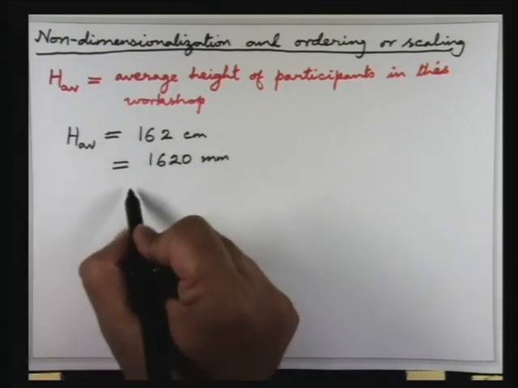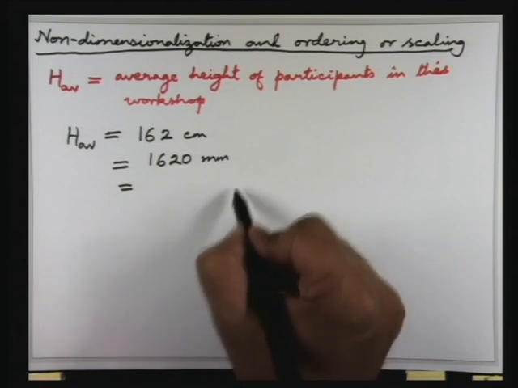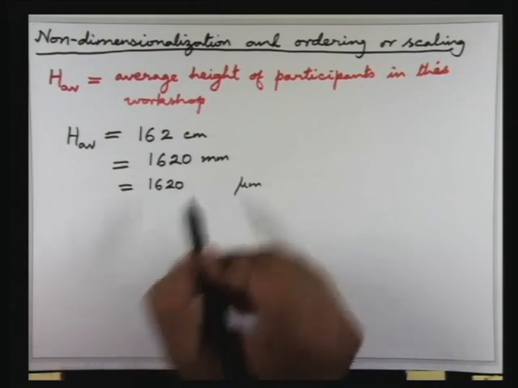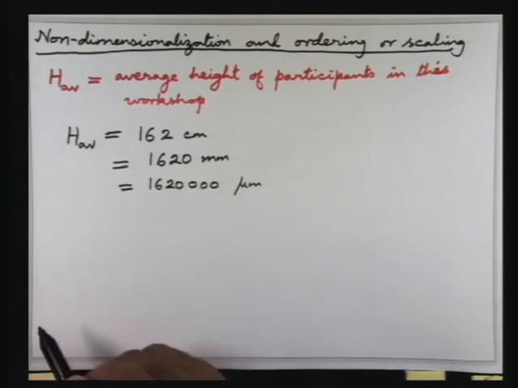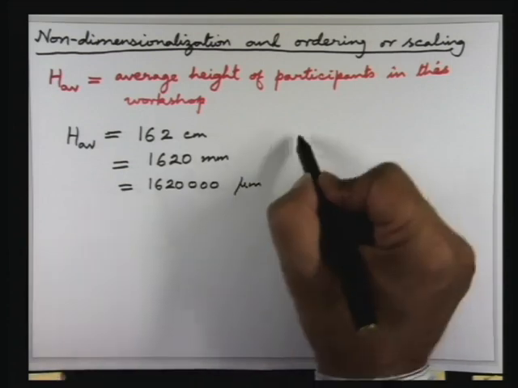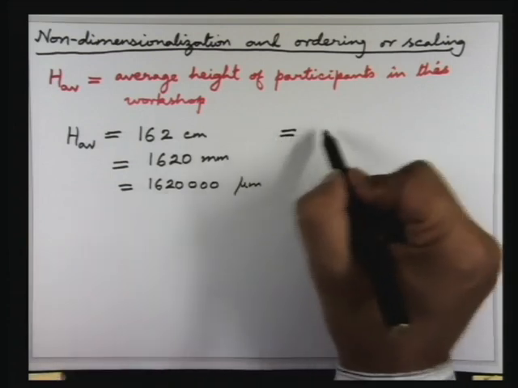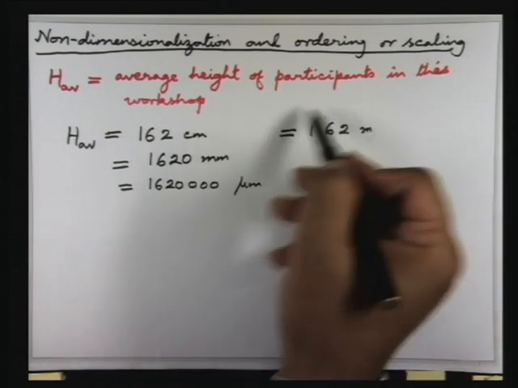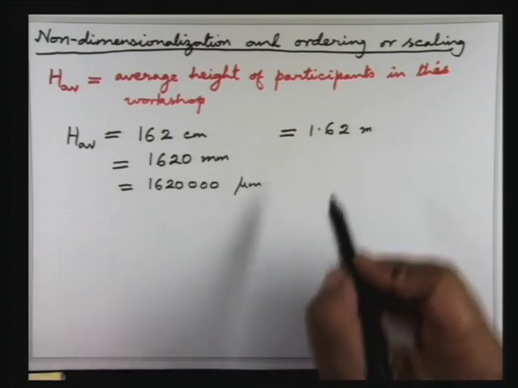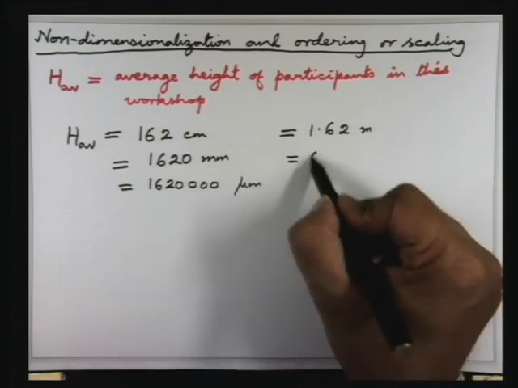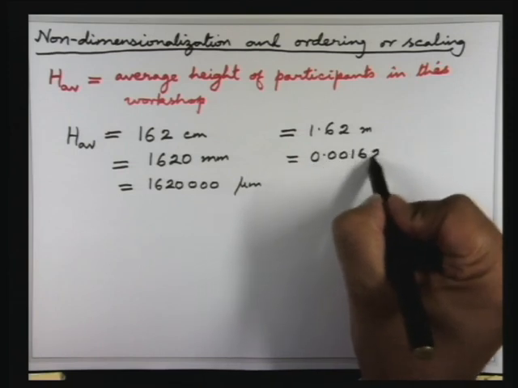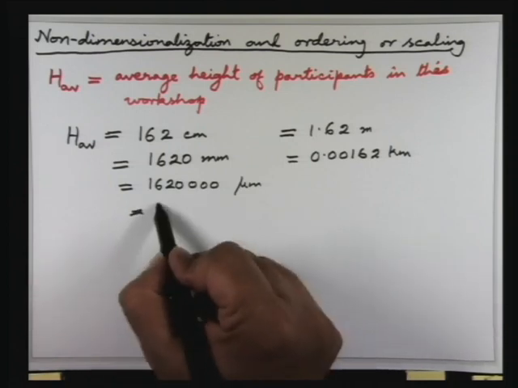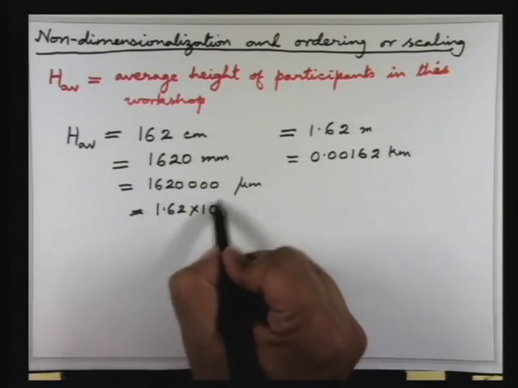Suppose I use microns, then what will be this value? 1620, then 3 more zeros. Now if I write it in meters, it is 1.62 meters, the same quantity. So this is looking like an order 1 quantity. Now if I write it in kilometers, then it is going to be 0.00162 kilometers. Likewise, if I write it in nanometers, it will be 1.62 into 10 to the power 9 nanometers.